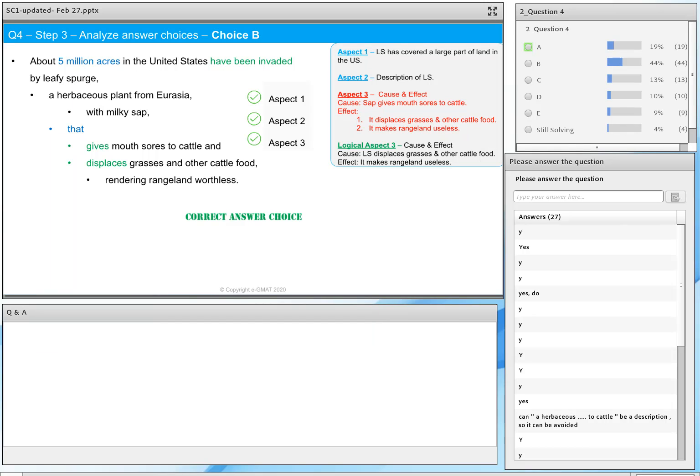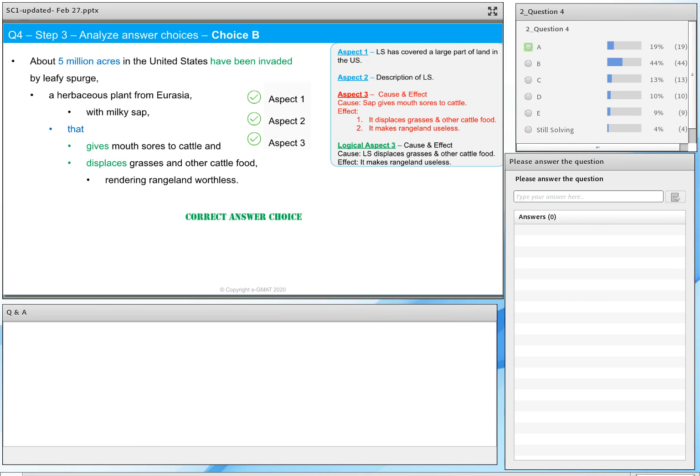But from today onwards, after this, you will know why B is right, okay? So let's take a good look at this answer choice. So here we have it. About 5 million acres in the US have been invaded by leafy spurge, a herbaceous plant from Eurasia, with milky sap that gives mouth sores to cattle and displaces grasses and other cattle food, rendering rangeland worthless. Okay. Now, read and process.